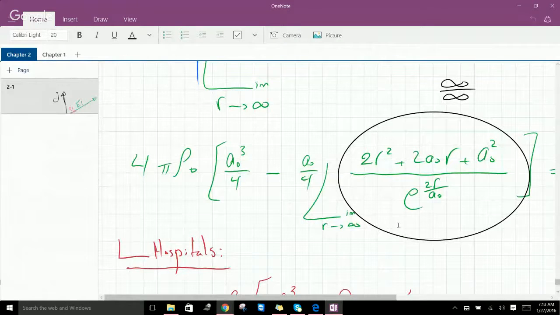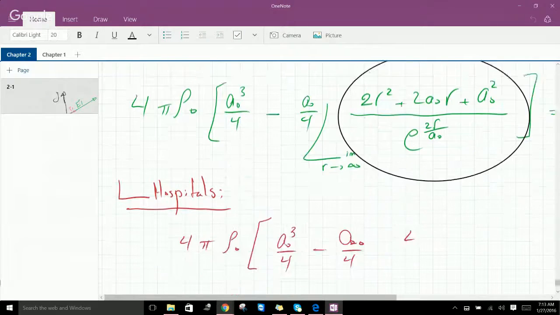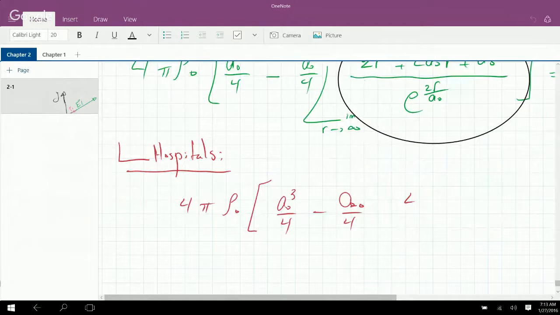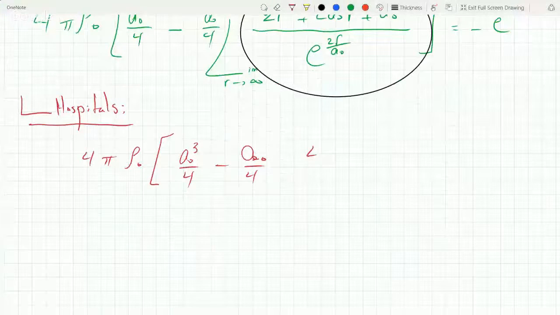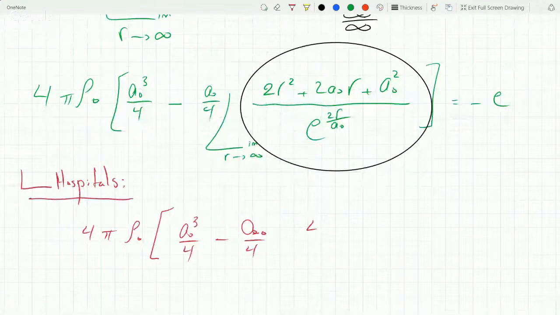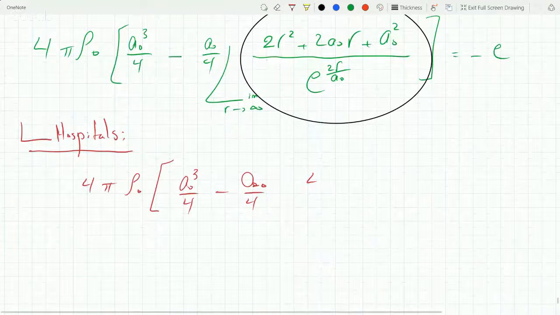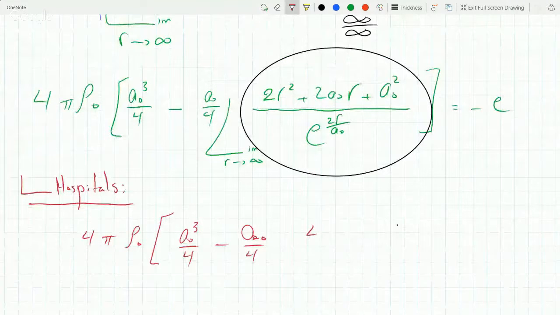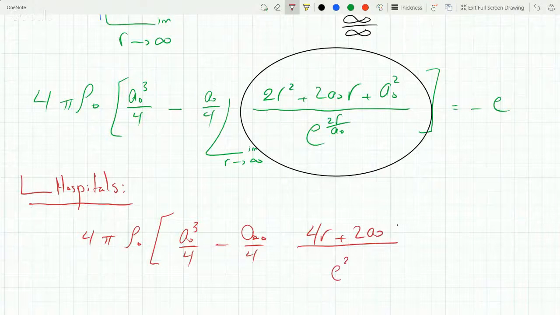Okay, so back to this here. Let me just maximize this full screen. So we were taking L'Hopital's on this, and we got 4r plus 2a0 over e to the 2r.